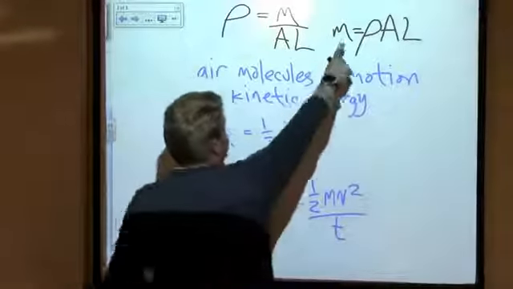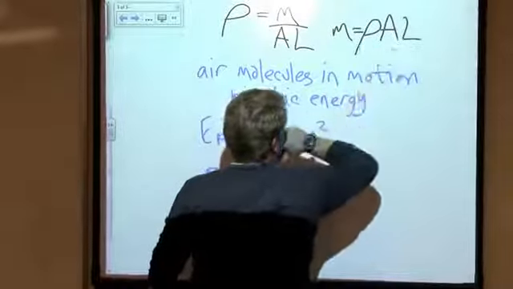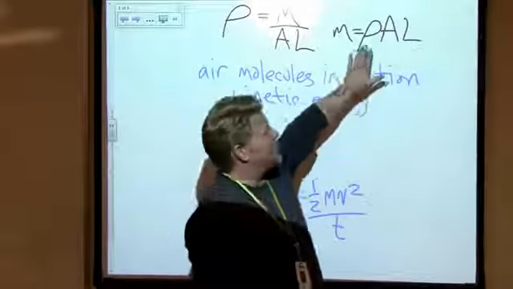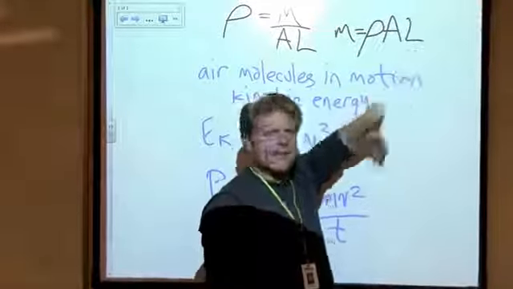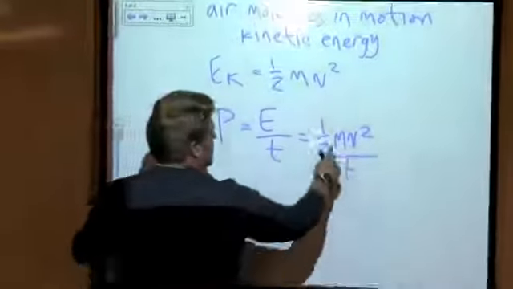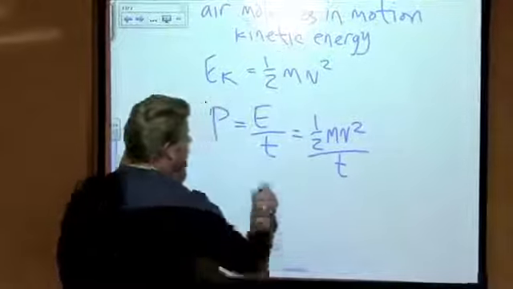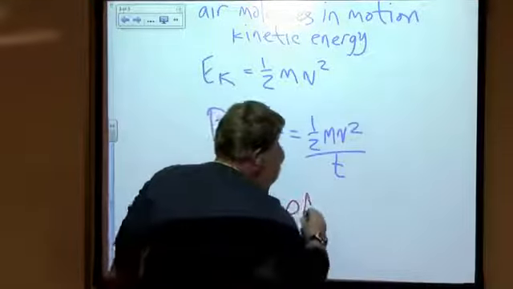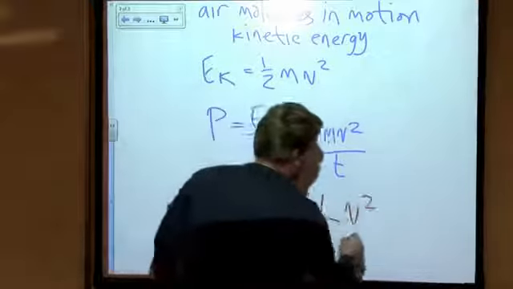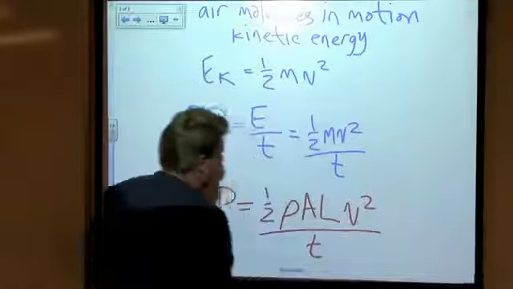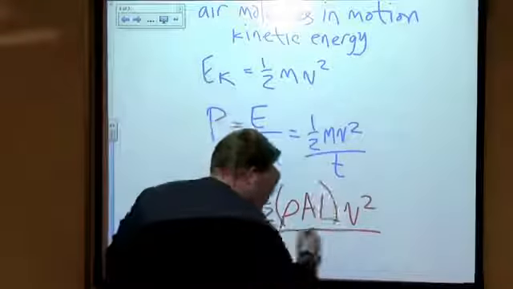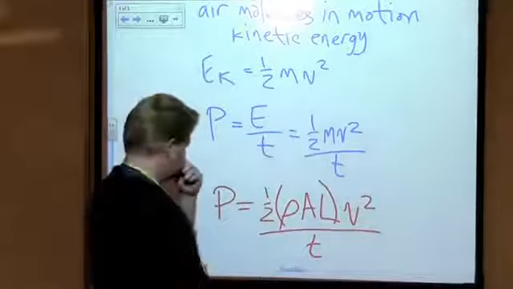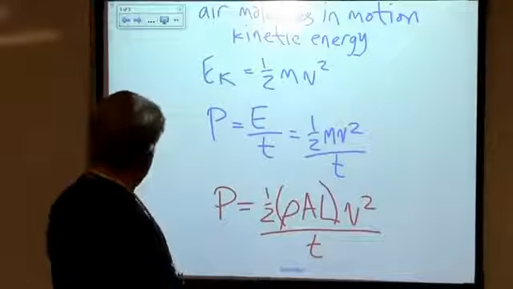So this mass I want to replace with what this mass equals. We're talking about the mass of the air that's inside the cylinder. So the mass of the air is equal to the density of the air times the dimensions of the cylinder. So we can replace this mass with what it equals and say that the power is equal to 1/2 times the density times the area times the length times the square of the velocity divided by time. So this right here is the mass that we just plugged in right here.